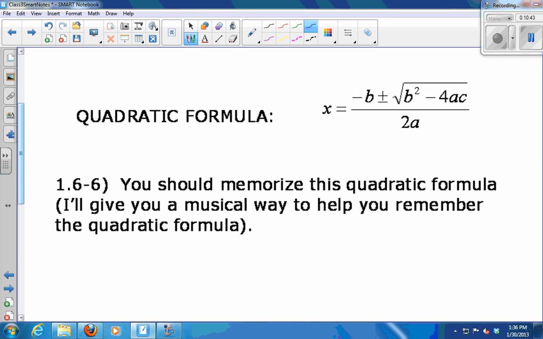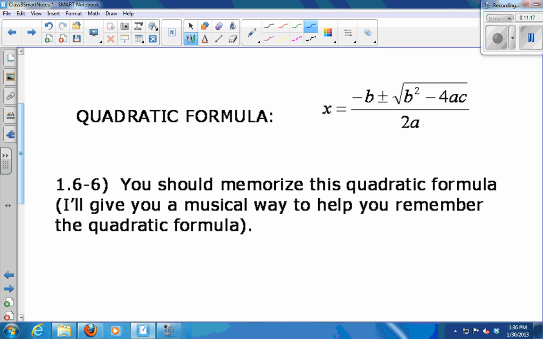And there's a little musical way to remember it also. Who knows it? Can you sing it for us? Yeah. Oh, that's great. That's a different one. That's not the one that I use. But that's a good one. Mine is to Pop Goes the Weasel. All right, I'm going to sing it.